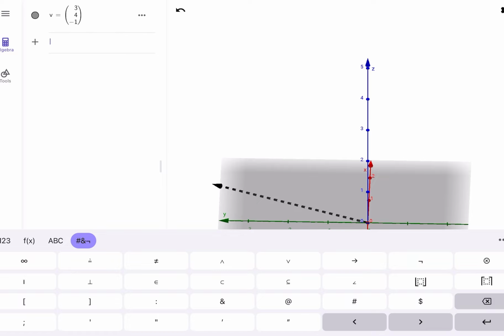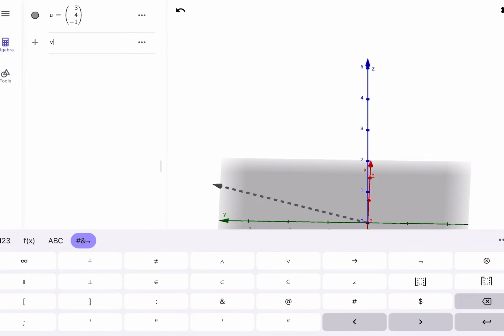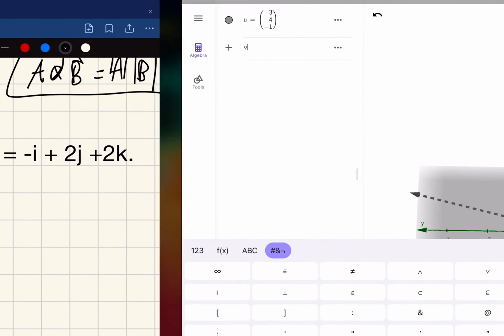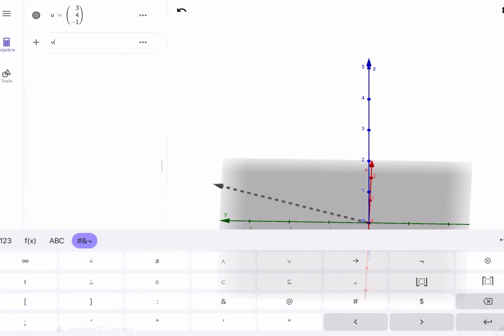I think that was vector u, actually. Vector u is equal to 3, 4, -1. And then vector v is equal to -1, 2, 2.